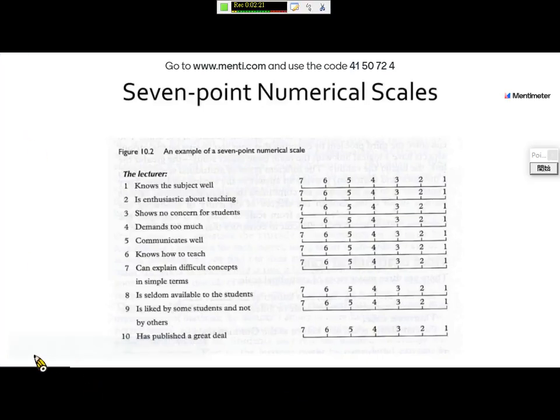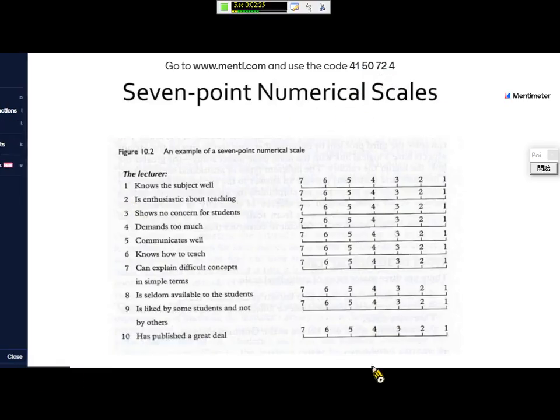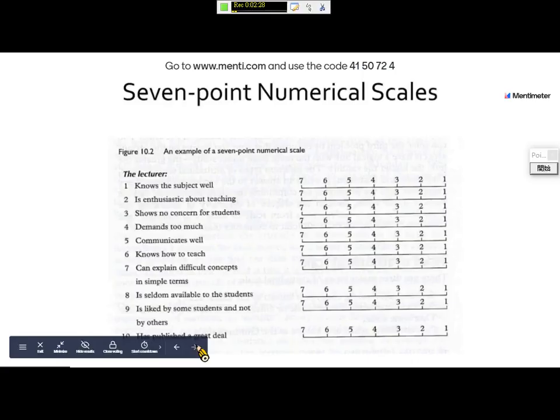So did you have that already? Mentimeter? And 4150724. Okay, get ready for the answer.